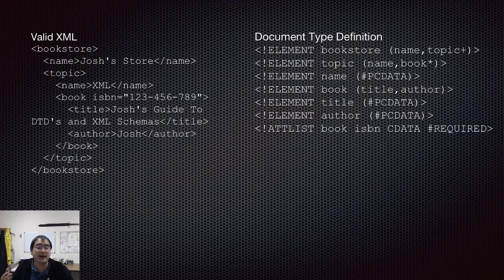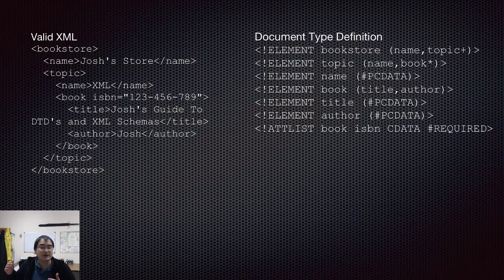And now what's in a name? Well, a name has parsed character data. It has text within itself. All right, that's not too hard. What's in a book? Well, a book has a title and an author. So what's in a title? Well, within the title, it needs to just have text. What's inside the author? It needs to have text again.